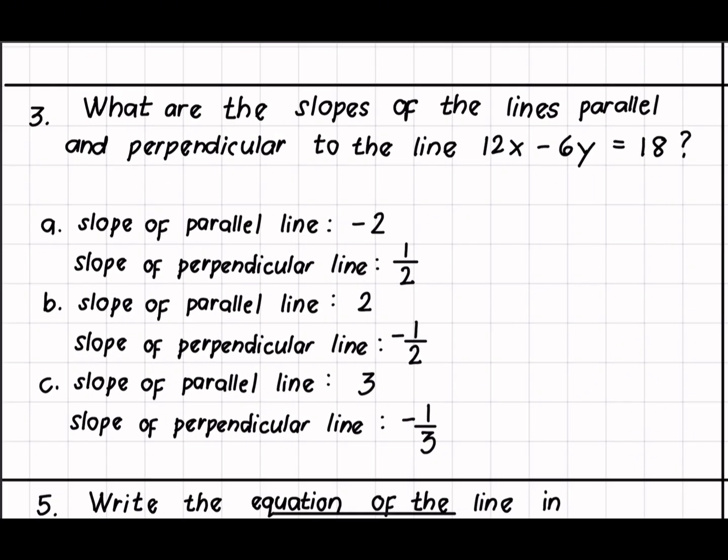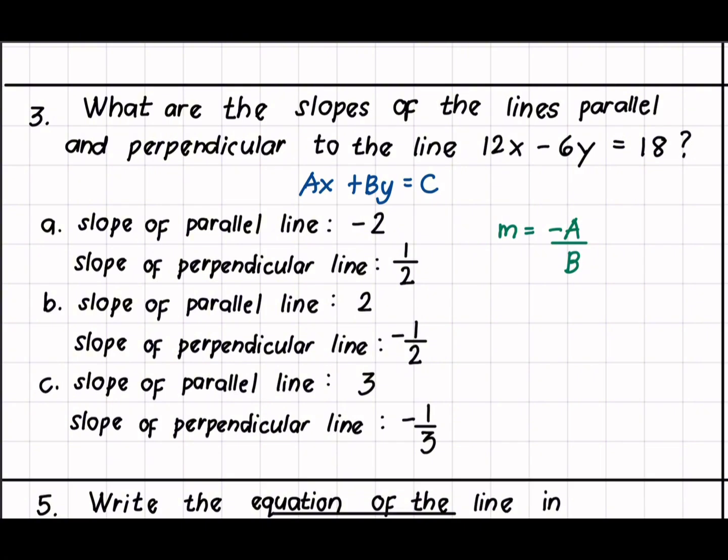Okay, for number 3, what are the slopes of the lines parallel and perpendicular to the line 12x minus 6y is equal to 18? So as you can see, class, this given equation is in the form ax plus by is equal to c. It is in standard form. And we have a formula in order to determine the slope given the standard form. And that is m is equal to negative a over b.